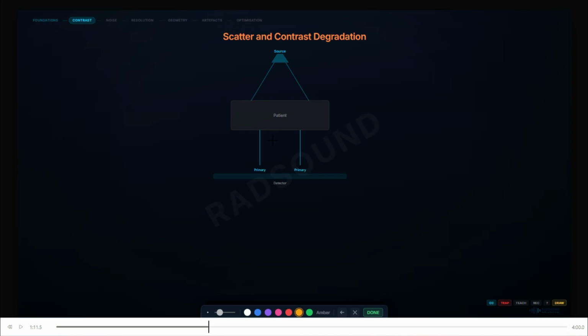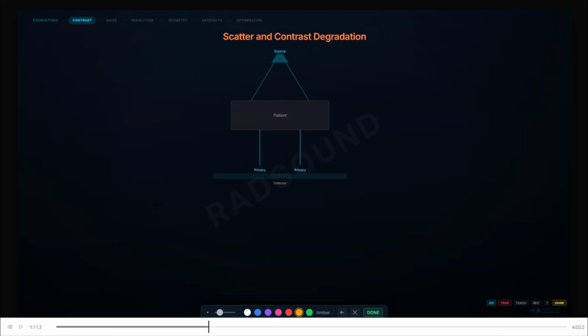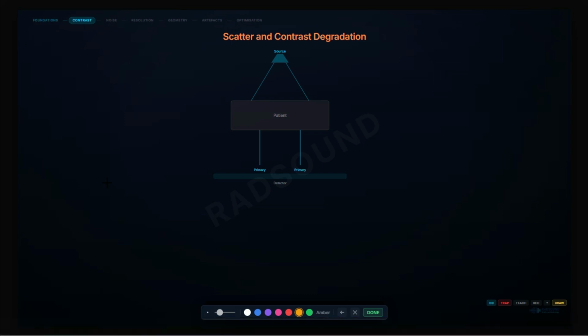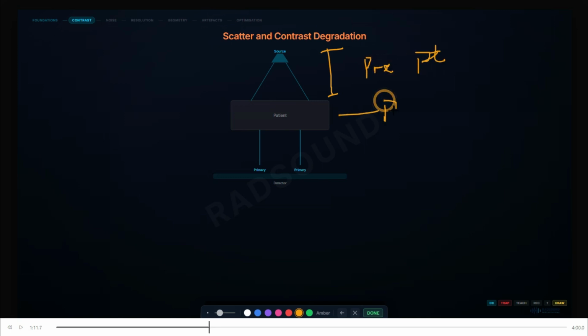Let us talk about scatter, the impact of scatter and degradation of the image. As we mentioned before, there are procedures or protocols that we use in order to minimize the level of scattered photons reaching the detector. As we mentioned before, we can start from this part, the pre-patient. Before reaching the patient, this part is pre-patient, this is the patient level, and from here to here is post-patient.